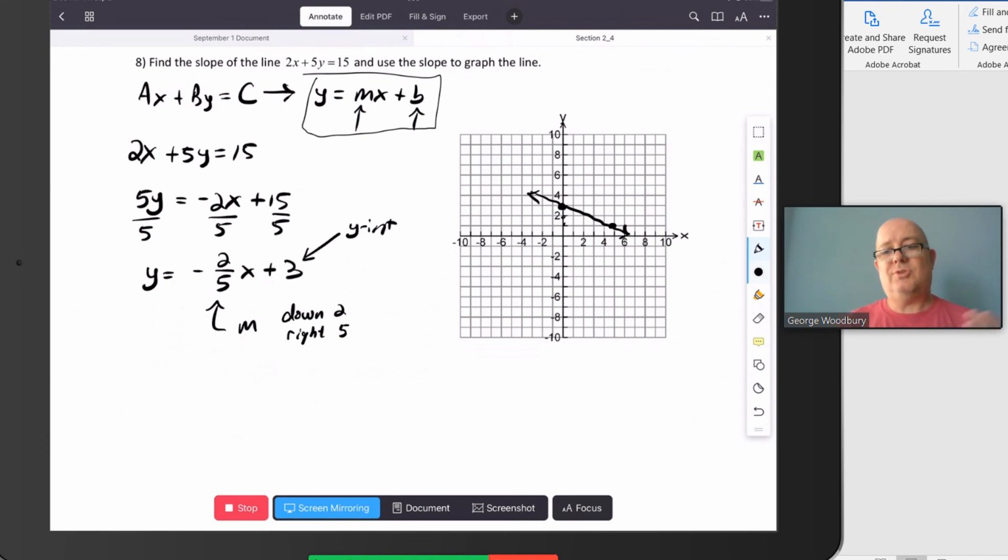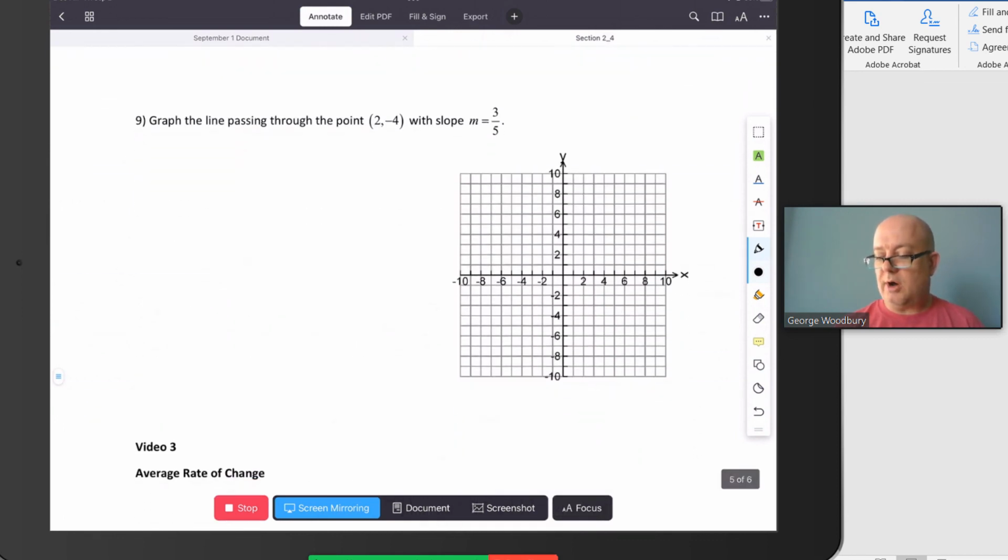A common mistake here is thinking that the negative goes with both, and so some students will go down 2 and left 5. But if you go down 2 and left 5, now you've got a line that has positive slope up to the right, and a negative slope indicates it's supposed to go down to the right. So that's how we know that something's gone wrong there.